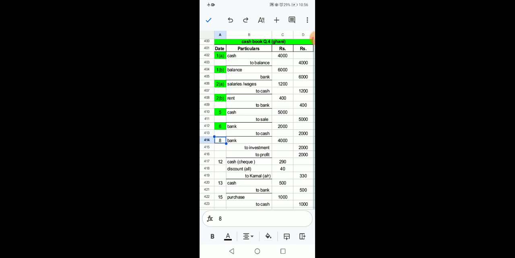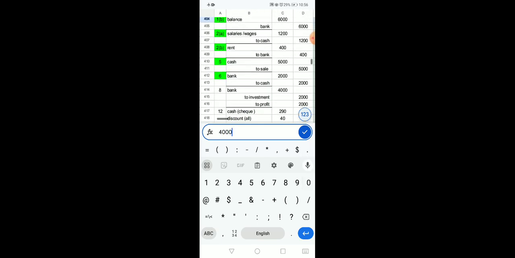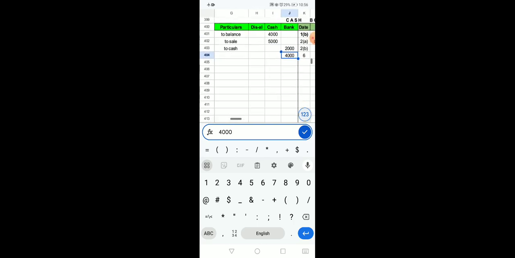We are now at entry number 8, where there are three elements, bank, investment and profit, but we are associated with only one element, that is bank, which is debited by 4000. Go to the debit side of the bank and write 4000 over here. See its reference. There are two references, investment and profit, and both would be written.